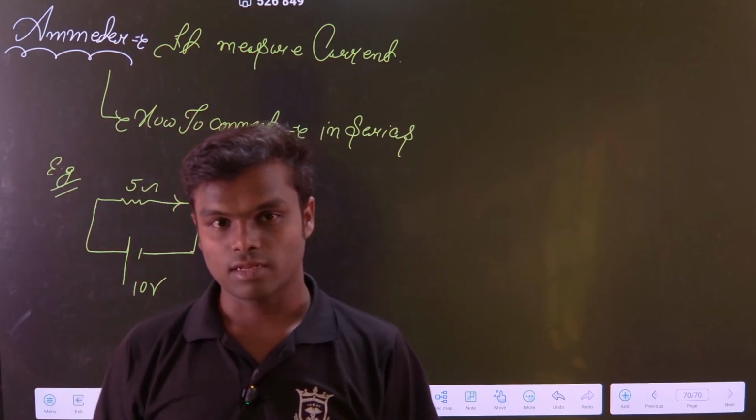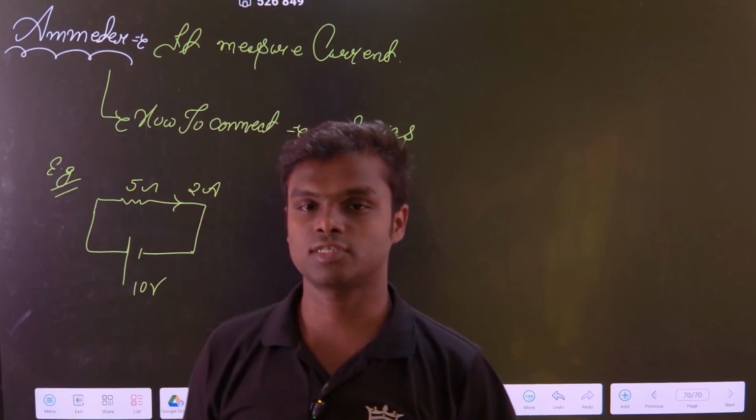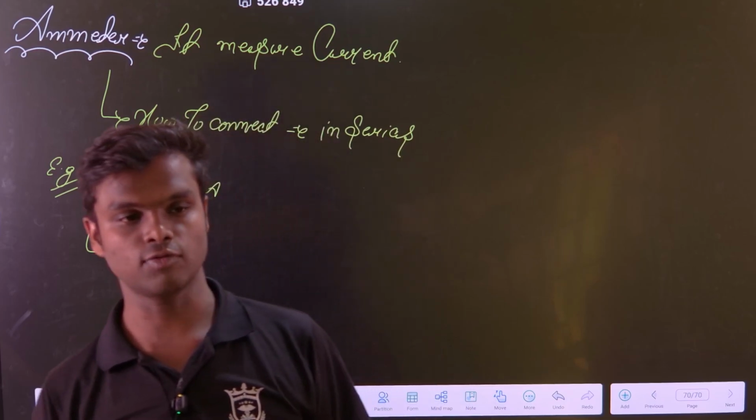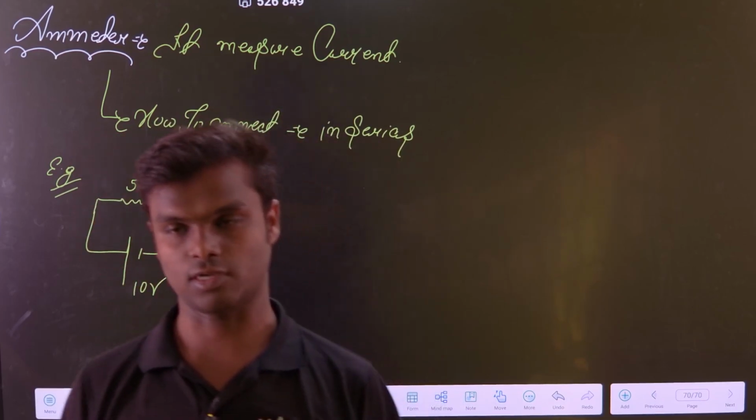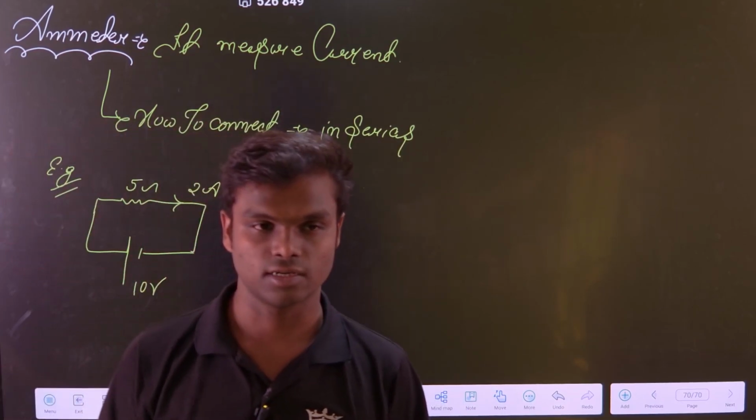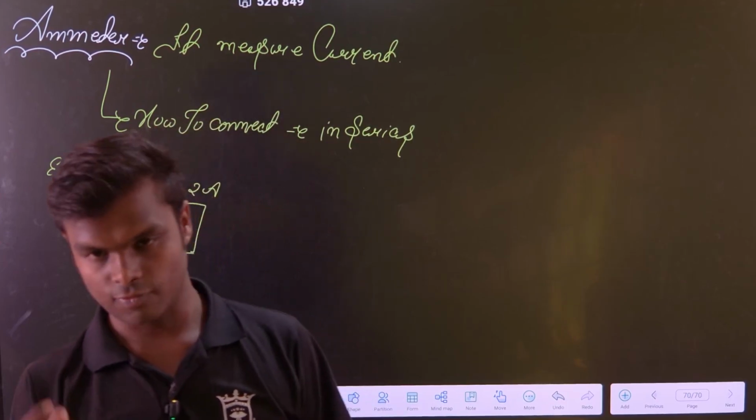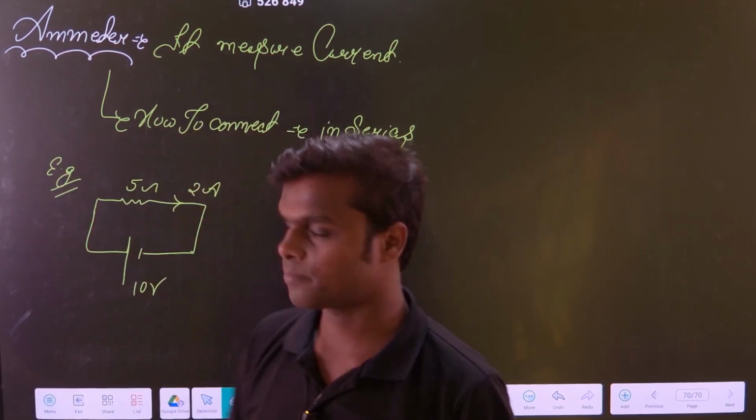So how will you tell if you don't know the resistance value? Suppose you don't know the resistance value and you have just connected a battery across the resistor and I ask you to calculate the current. How will you calculate the current? For this you need an ammeter, obviously.